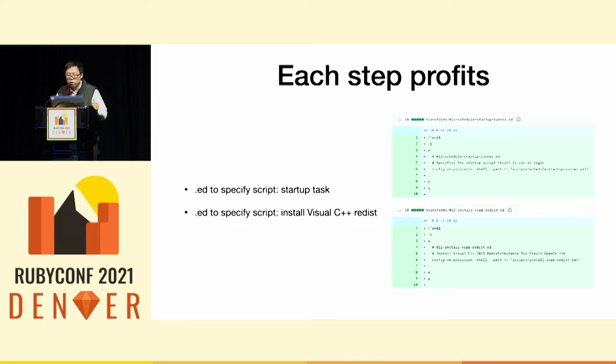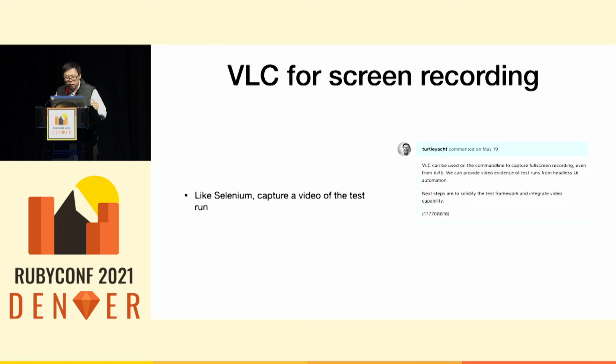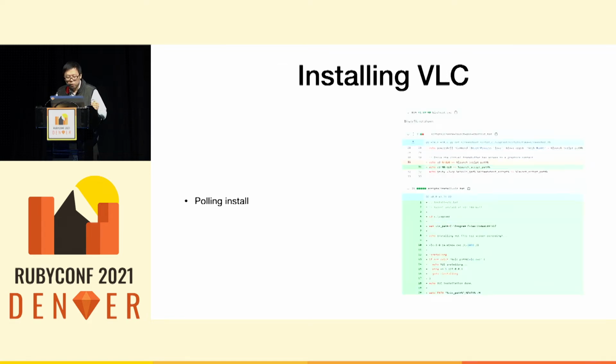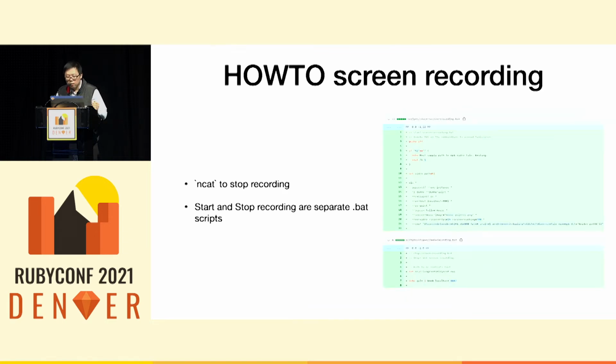One to install Visual C++ redistributable, and the other to schedule a startup task. We take a breather and try something different, screen recording. Now that we have automation in place, we can try to see if a video can be recorded. First, we'll install VLC. Here's the invocation to start and stop screen recording.